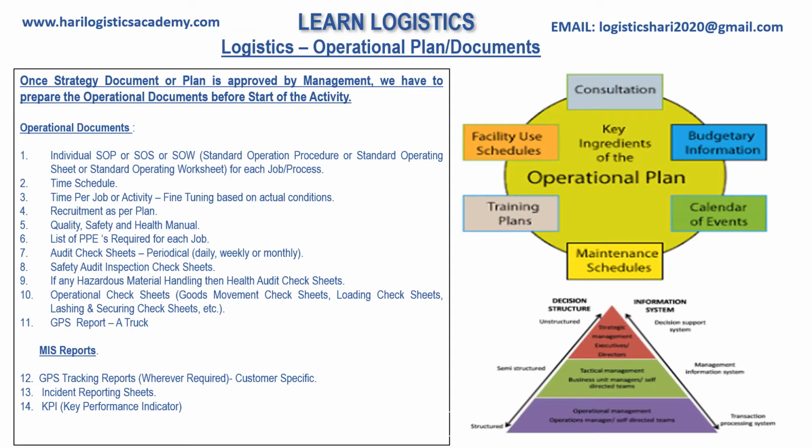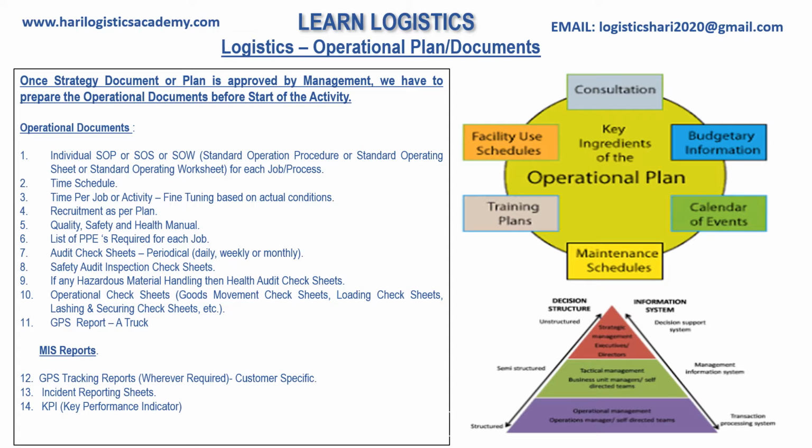Now earlier we have seen how a company or project starting, what are the strategy documents we have to make and other things. Now we will go through the operational plan and what is the documentation we have to maintain for that. Once the strategy document or plan is approved by management, we have to prepare the operational documents before the start of the activity. So certain documents I have listed below as operational documents.